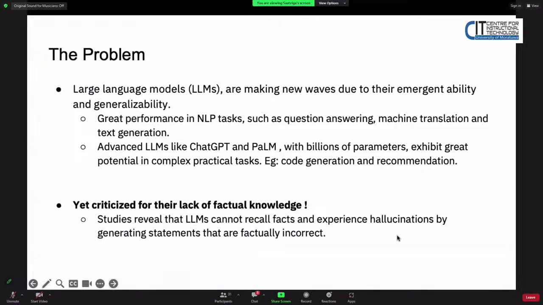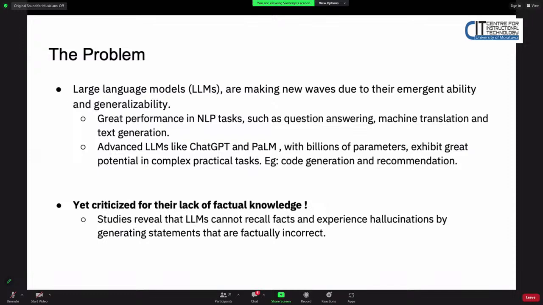Now the problem is, as we know, LLMs are making new waves because they are generalizable. You train it once and we can use it in many different tasks. We've seen great performance in NLP tasks like Q&A, machine translation, and text generation. And even right now we see a lot more LLMs trained with billions of parameters and solving complex problems like generating code, recommendation and all.